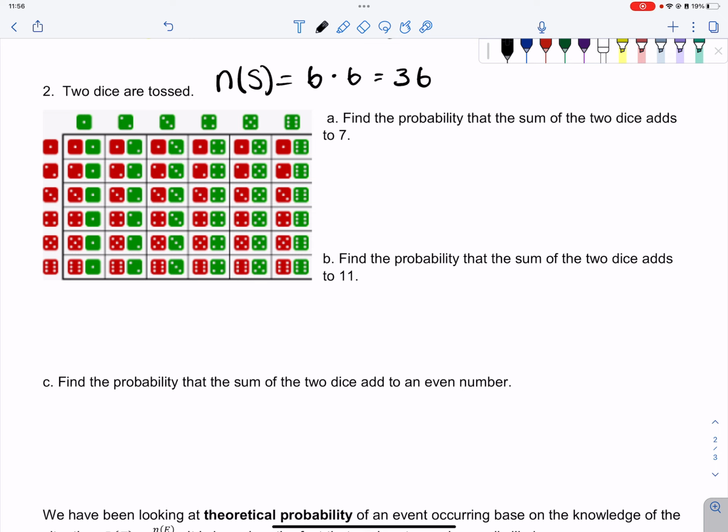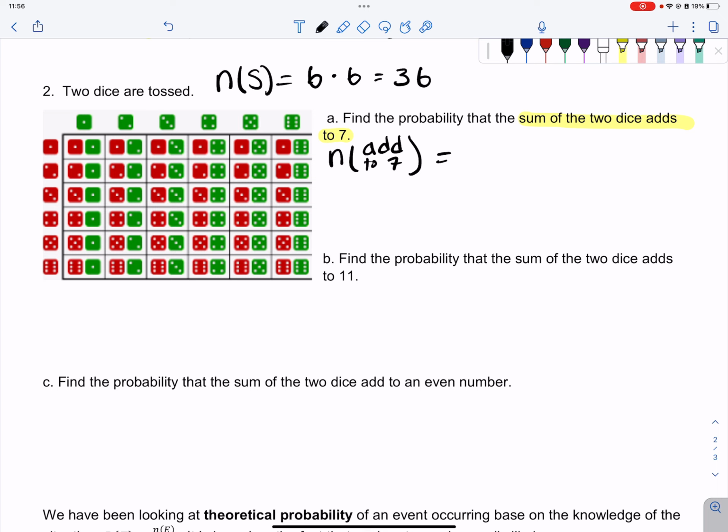So now for part A, we are asked to find the probability that the sum of the 2 dice adds to 7. So my first thing that I need to figure out here is my number of elements in the sample space that add to 7, because we're going to need that to be able to figure out this probability.